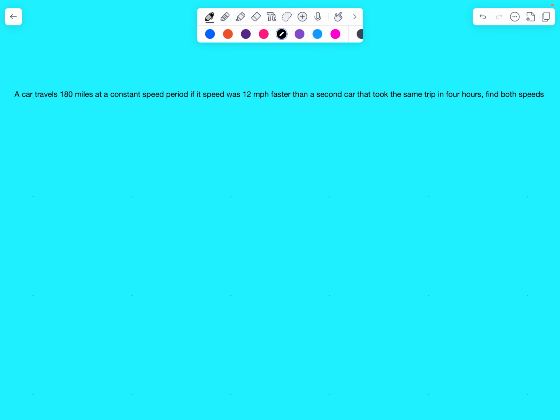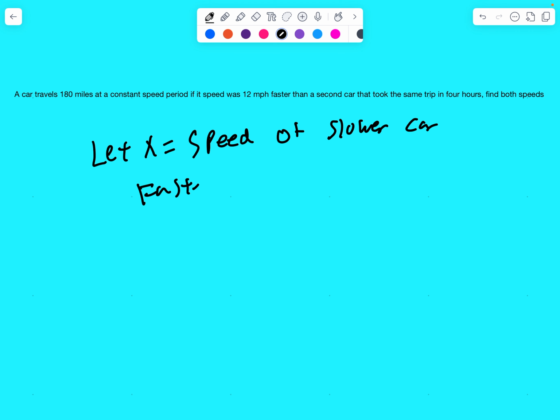A car travels 180 miles at a constant speed. If its speed was 12 miles per hour faster than a second car that took the same trip in 4 hours, find both speeds. First off, that's a lot, right? So what we're going to do is let x be the speed of the slower car. The faster car was going 12 miles per hour faster, right? So the faster car would be x, speed of the slower car, plus 12.